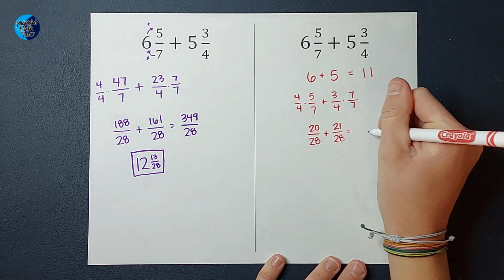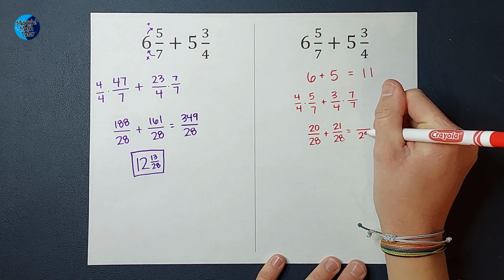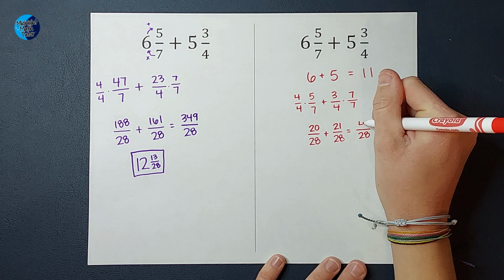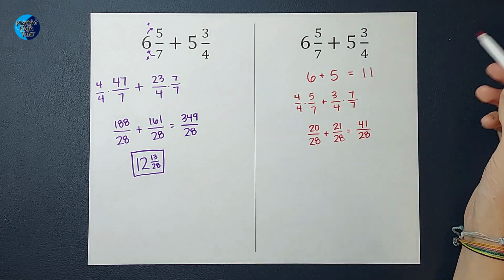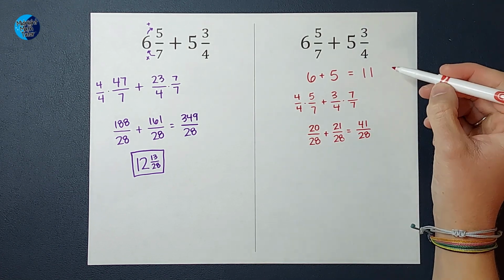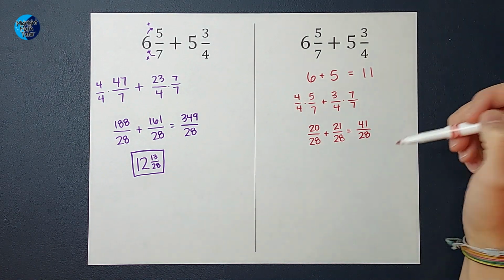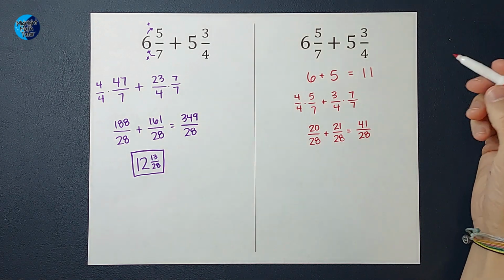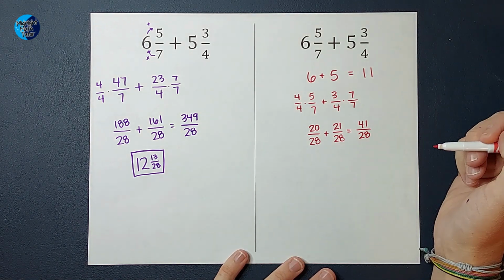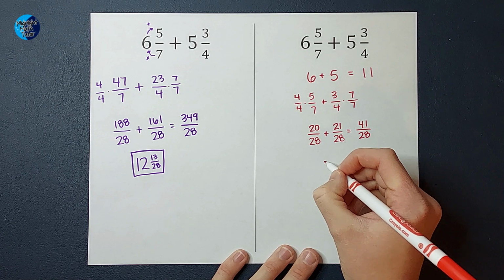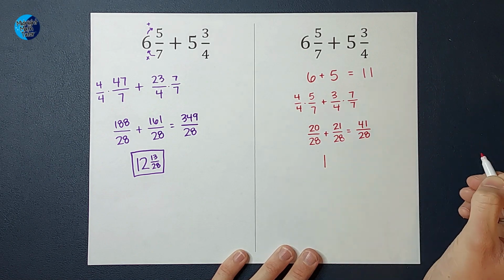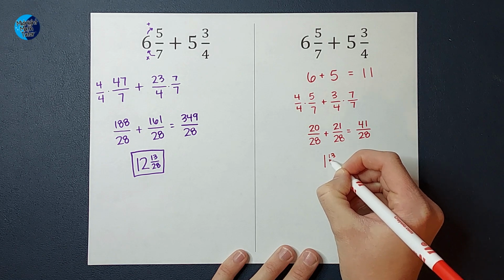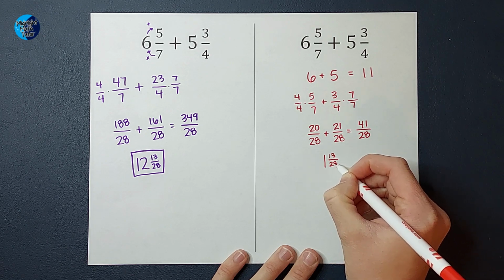All right, when I add these, my denominator is going to stay 28. And 20 plus 21 is 41. Okay, so I could write this as 11 and 41/28, but this is an improper fraction, and I don't really want it to be an improper fraction. So I ask myself, how many times is 28 going into 41? Well, it goes in once, and you guessed it, we have 13 left over, and we are still over 28.